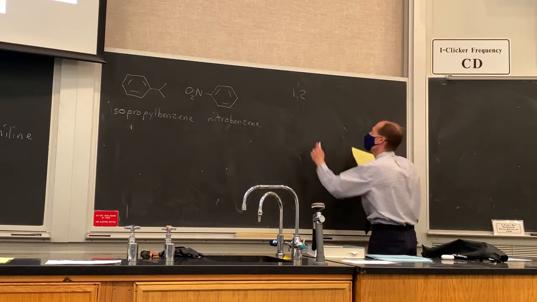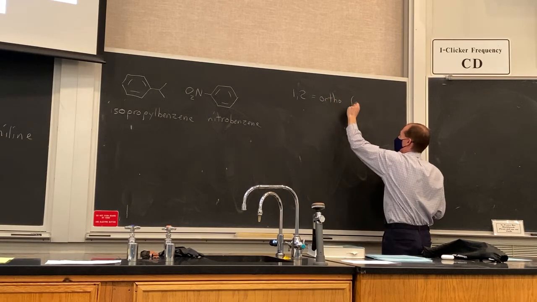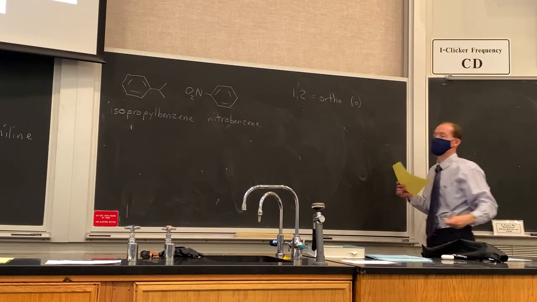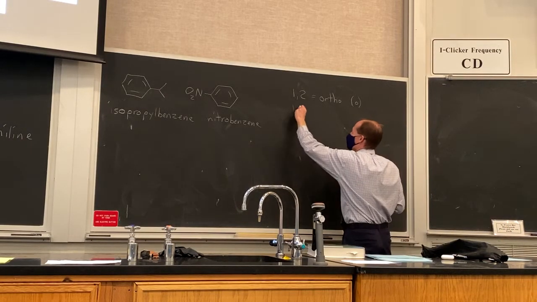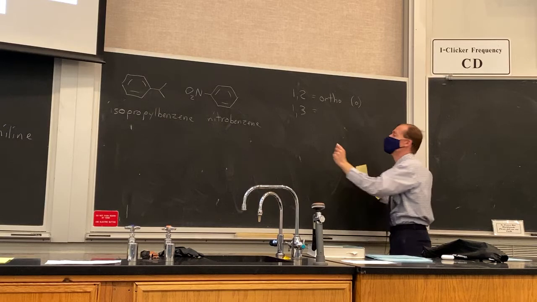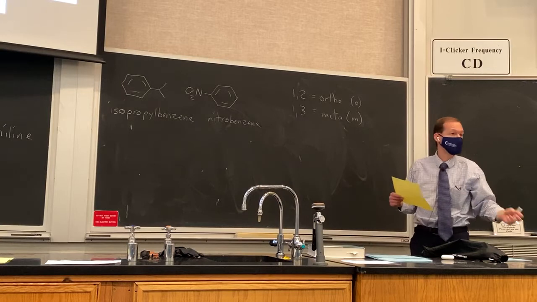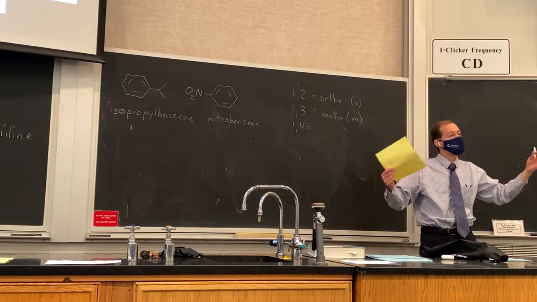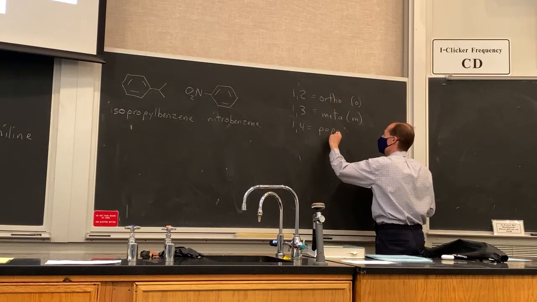When we have a 1,2 substitution pattern, that's called ortho. It's often abbreviated with an O. That O is usually drawn in italics, but I can't draw italics very well on a chalkboard. If you have one carbon in between your two substituents, that's a 1,3 substitution pattern. That's referred to as meta, or M. And if we have a 1,4 substitution pattern, if our two substituents are on opposite carbons, opposite sides of the ring, that is referred to as para.